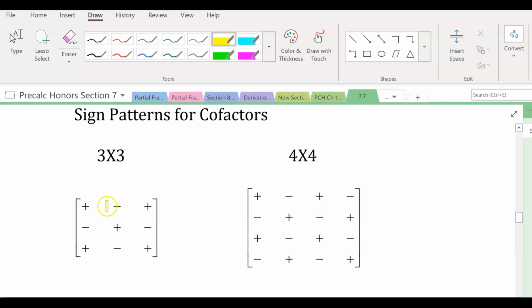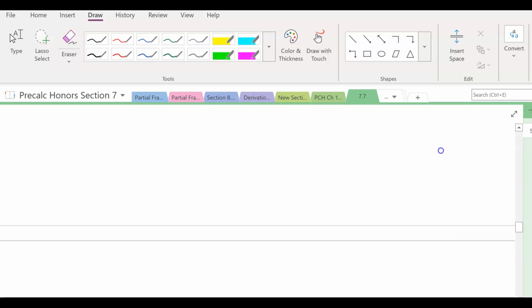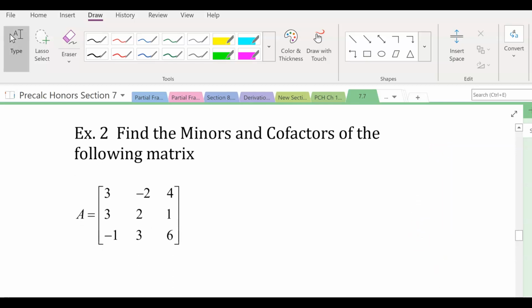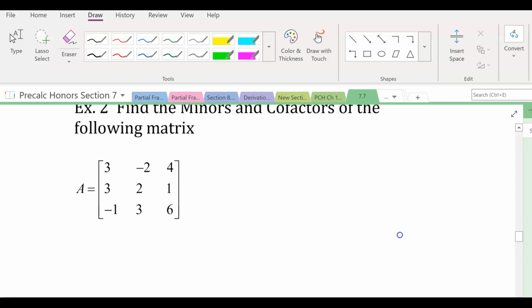Okay, and you'll see it when we do an example. It's really not that difficult. Again, it's a little bit labor intensive for anything bigger than a 2 by 2. So let's find the minors and the cofactors for this matrix, and then once we do that, in the next example, we'll find the determinant.